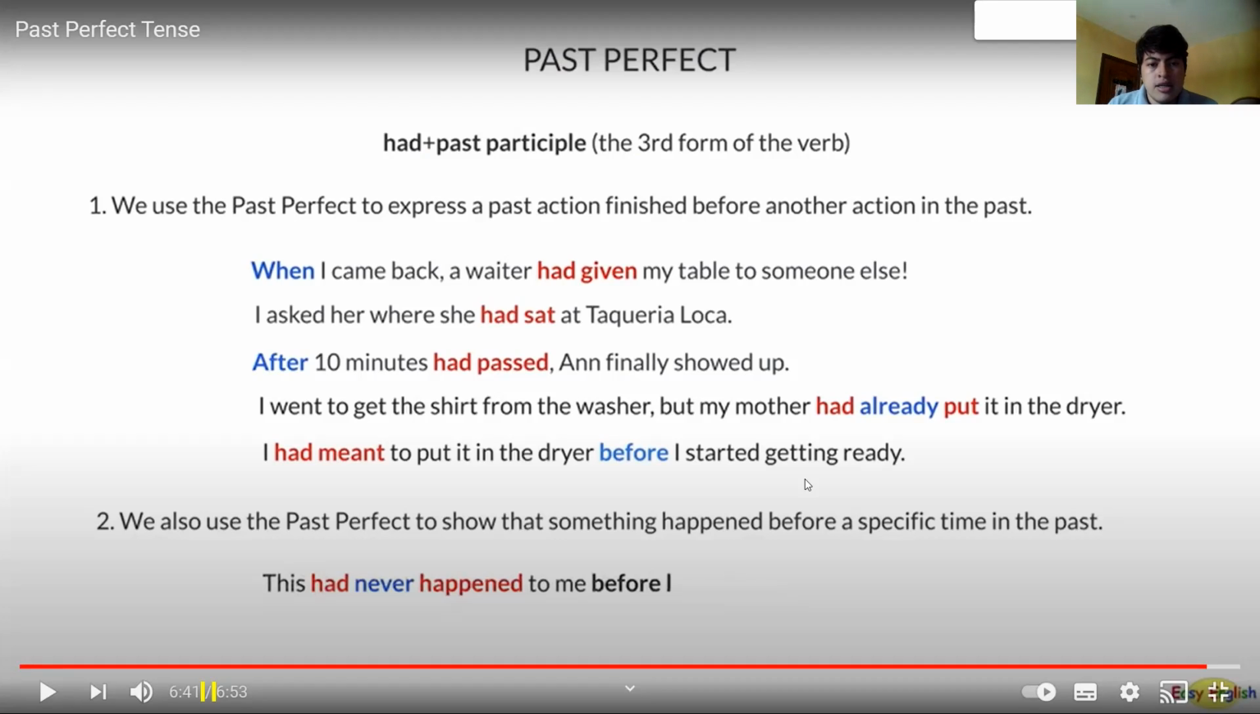As I said, this is all in the past. It's an action before another action. It's a past action before another action in the past. So in the example here, when I came back, a waiter had given my table to someone else. When I came back is the past action. And a waiter had given my table to someone else is the past action finished before the other action.